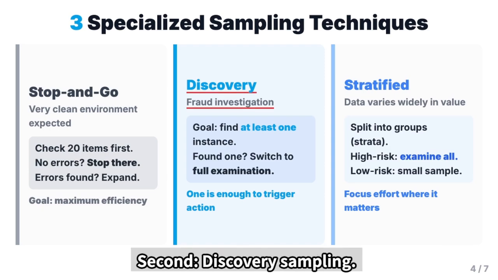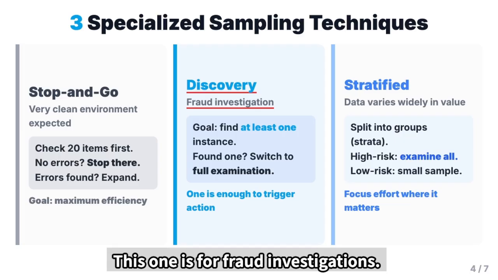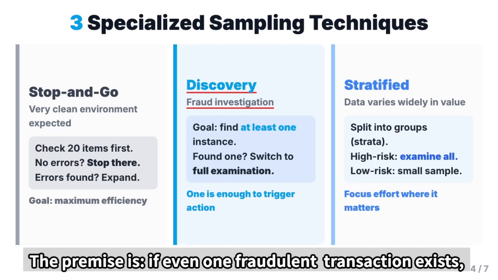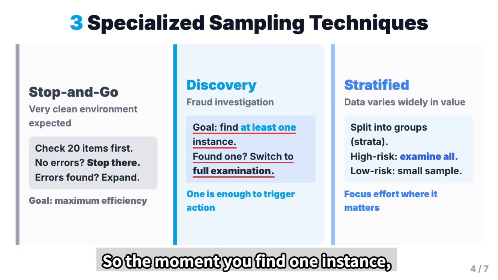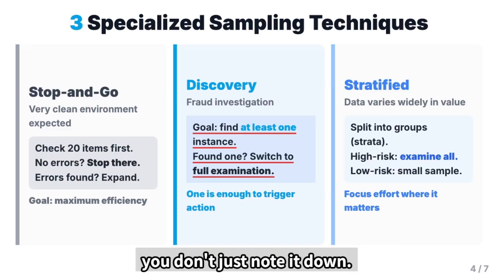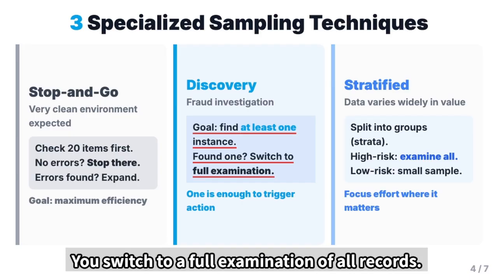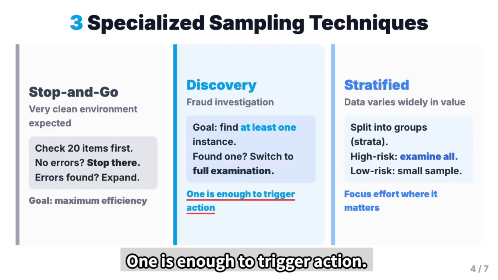Second, discovery sampling. This one is for fraud investigations. The premise is, if even one fraudulent transaction exists, that's serious, and there are probably more. So, the moment you find one instance, you don't just note it down. You switch to a full examination of all records. One is enough to trigger action.